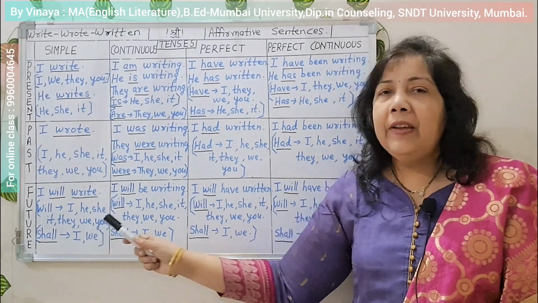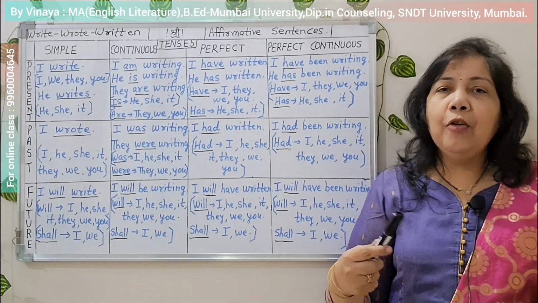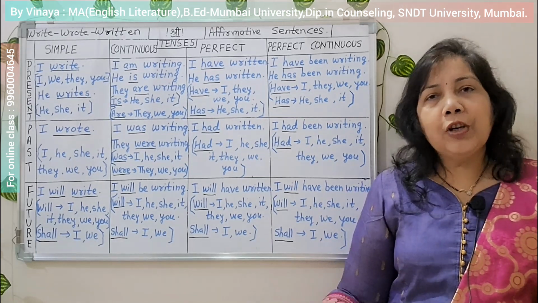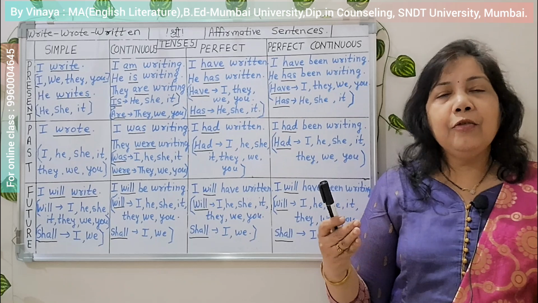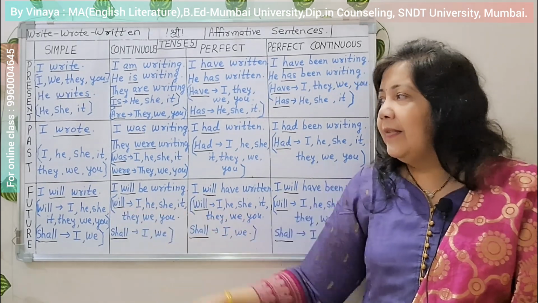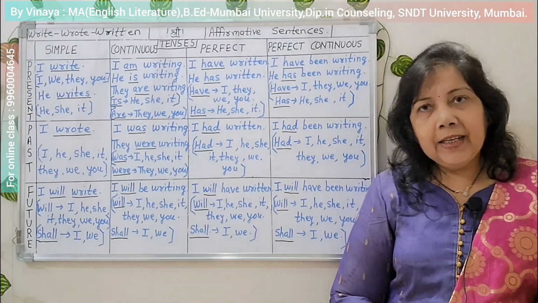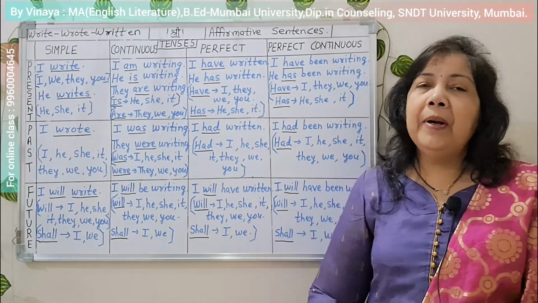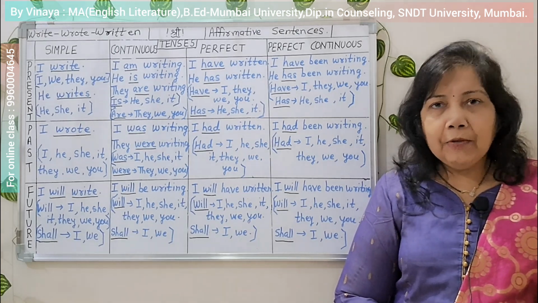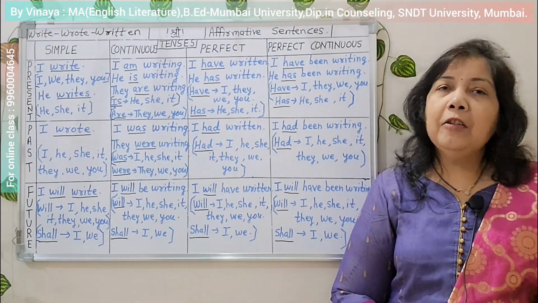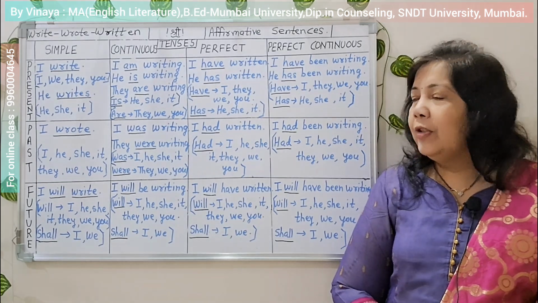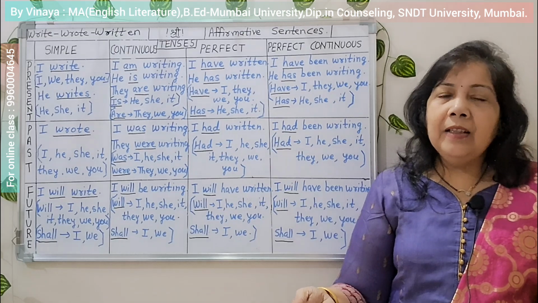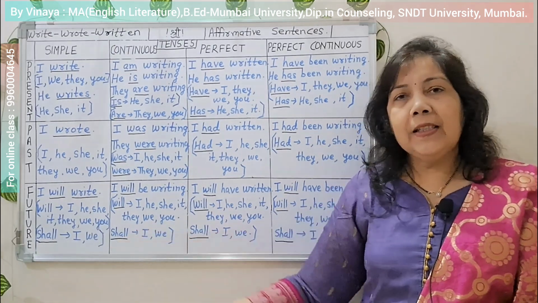Now shall we can use when the subject is I or we. We can use will or we can use shall. This same sentence we can say, I shall write, since the subject is I. Shall only for I and we, but will is used for all nouns and all pronouns, including I and we. When to use this tense? Just when we want to talk that something will be done in future. That time we use this tense.